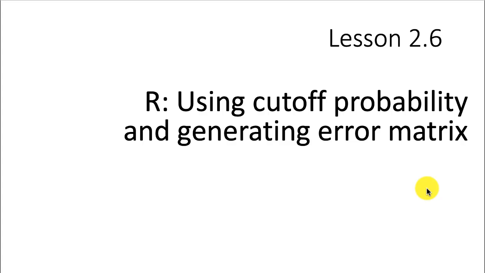So we've learned about two important concepts, the cutoff probability and the error matrix. Let's learn how to do these things with R. Pretty straightforward. We'll take a look at them.